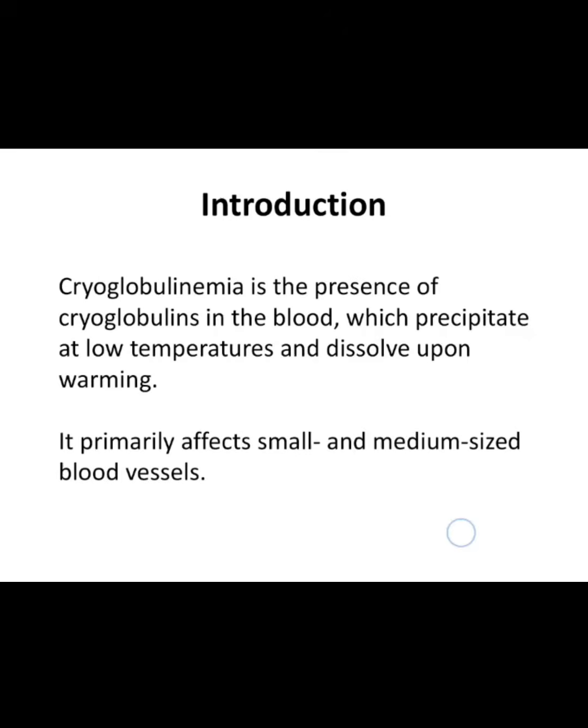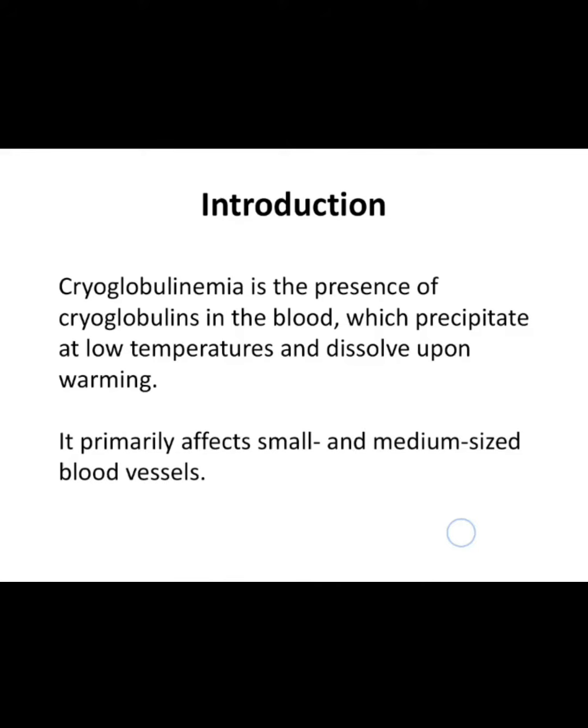Let us do a quick discussion on cryoglobulinemia. So it is the presence of cryoglobulins in the blood which precipitate at low temperature and dissolve upon warming. As the name suggests, cryo means cold, and globulins are nothing but immunoglobulins which precipitate at low temperature. They activate the inflammatory cascade by activating the complements and forming immune complexes, which will damage different tissues in the body.